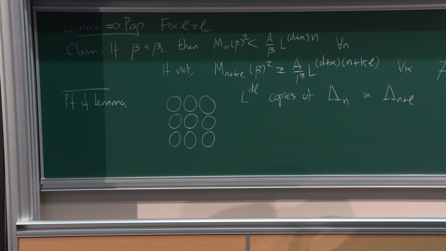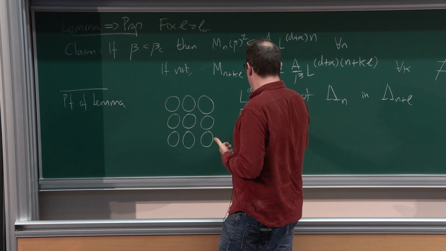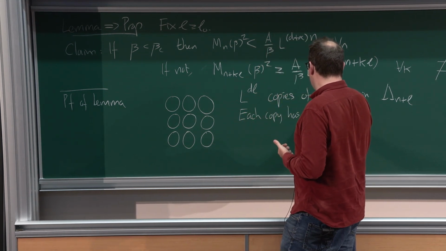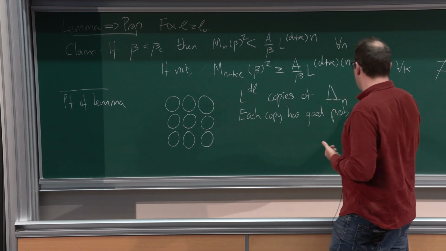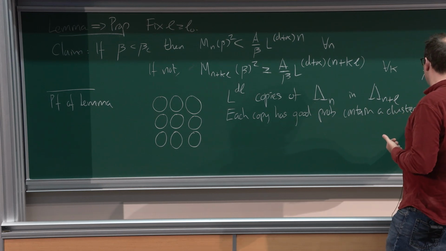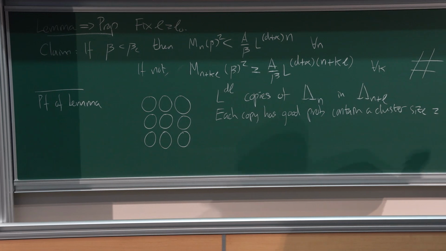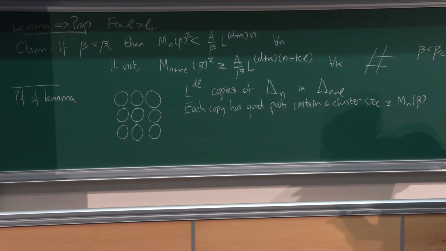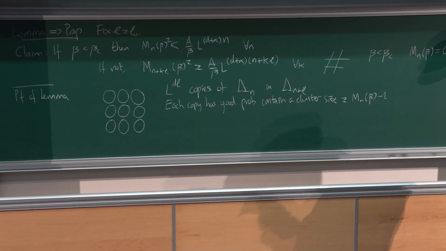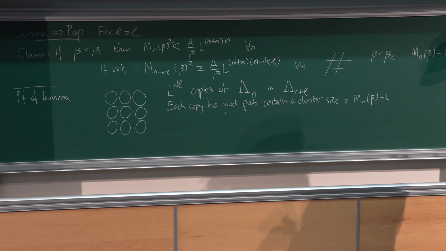Now I know just by the definition that each copy has a good probability to contain a cluster of size at least M_n of beta. Actually, because of these discretization effects, you have to put a -1 here, because maybe this probability drops from being close to 1 to close to 0 as you change by 1, but that's not a problem.